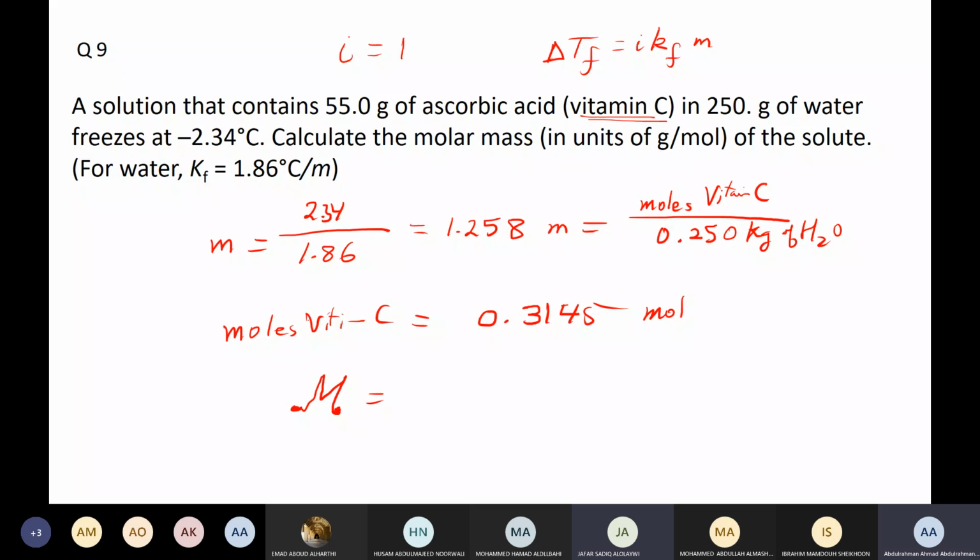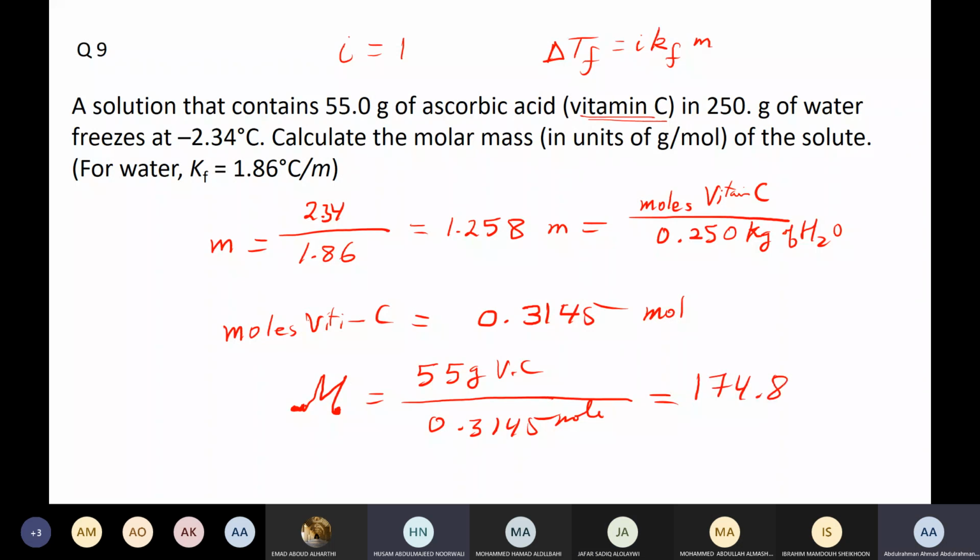Now can you calculate the molar mass of ascorbic acid? 55 gram of vitamin C divided by 0.3145 mole, and you have the answer. What's the answer? 174.87. Good. Is this easy?